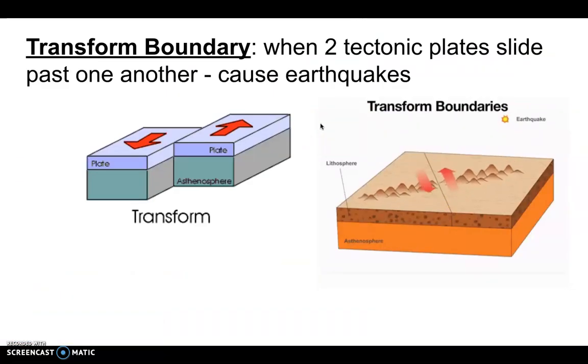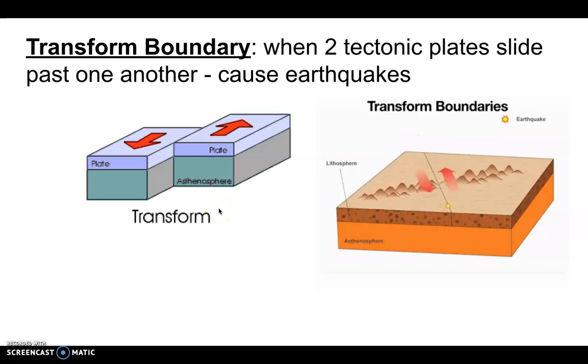A transform boundary happens when two tectonic plates slide past one another. They're not moving toward one another. They're not moving away from one another. They're just sliding back and forth, as you can see in this model here. So one plate in this case is kind of moving up, and the other plate is kind of moving down.